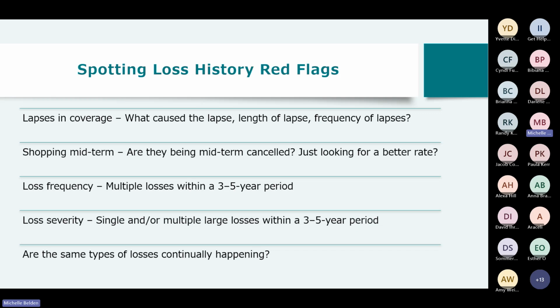All right, so spotting some red flags. For us, what we're looking for is if there have been lapses in coverage. If there has been, what caused that lapse in coverage? Was it non-payment?